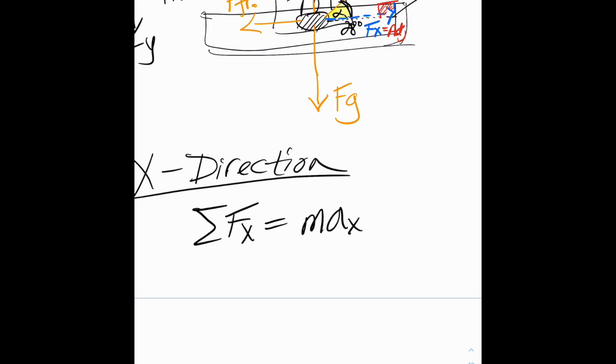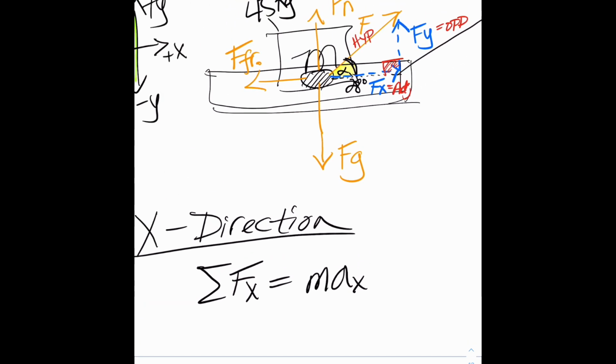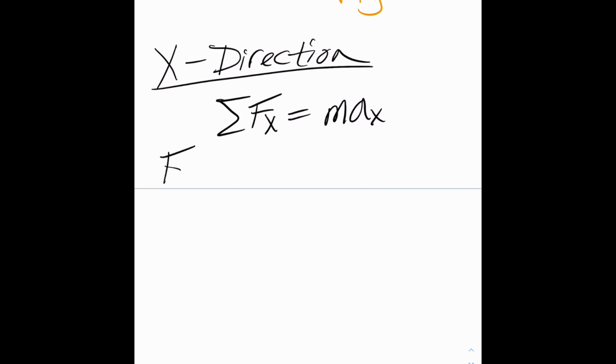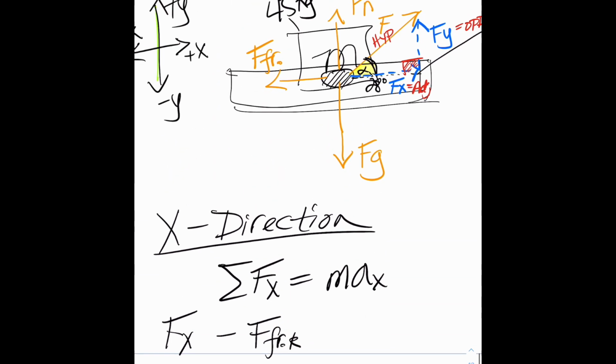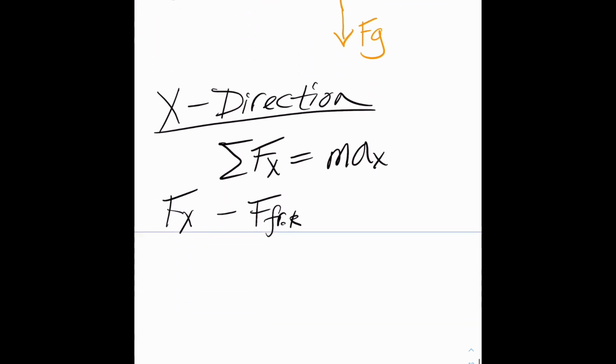We know that in the x direction we have two forces. It looks like Fx and force friction. And Fx is going to point right, so it'll be positive. And force friction is going to be kinetic, right, because it's moving. So we can go ahead and add that k there. I don't know why I didn't do it before, but that's okay.